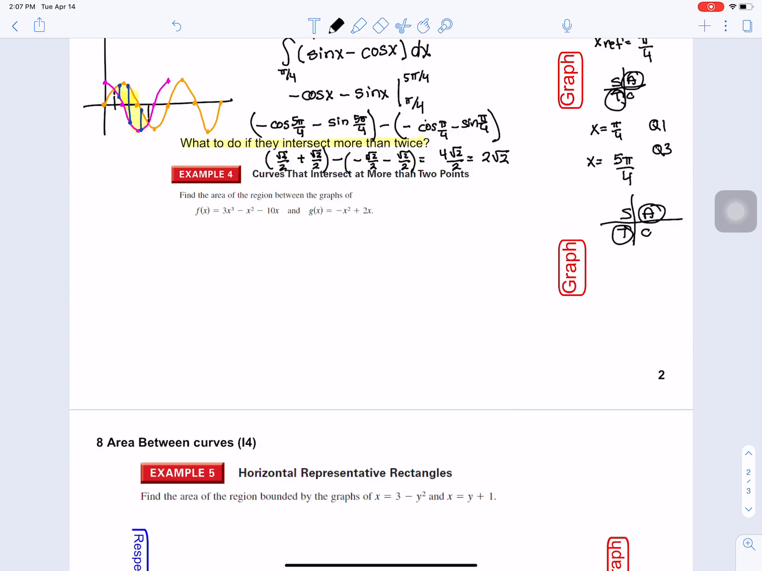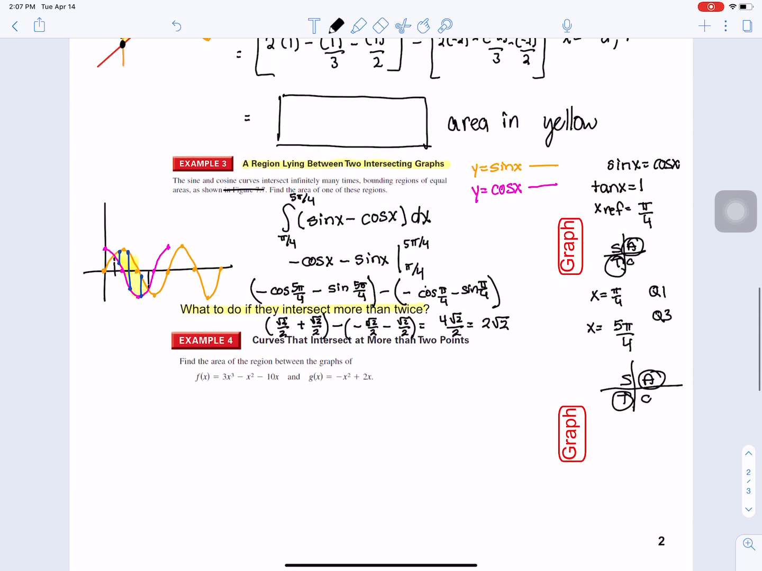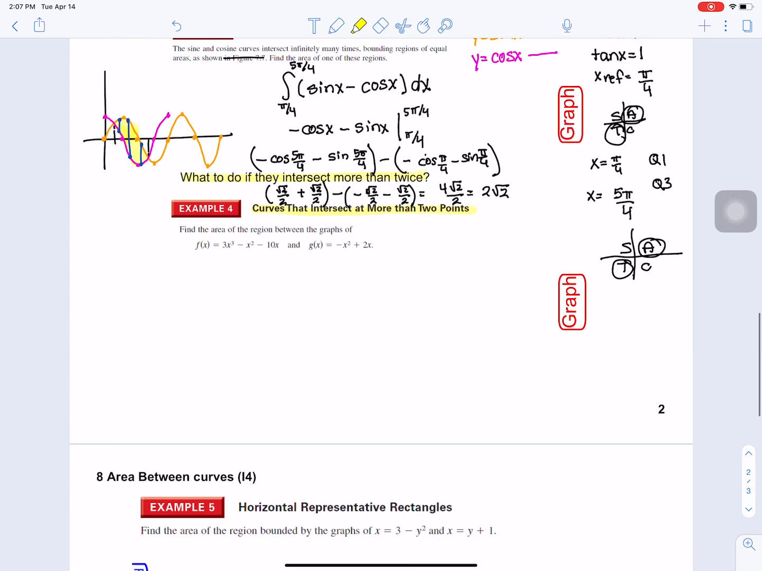Now, when we look at this example, in the previous example, the graph intersected at 2 points, and then we have a section that's being repeated. In this next example, we have more than one intersection point happening. So you have to be really careful and you have to sketch this graph. So let's go ahead and think about this.